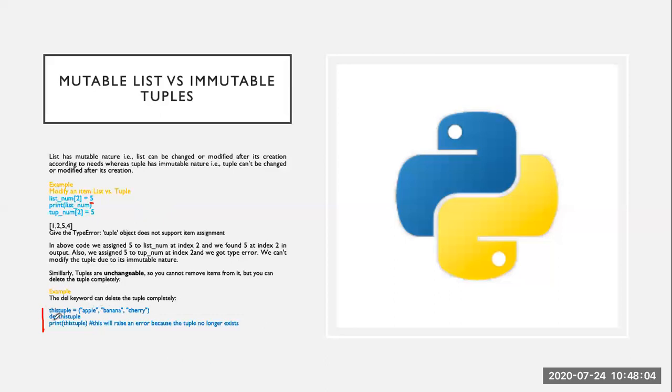But we can simply delete the complete tuple. For example, we have used the keyword del, and by this keyword we can delete the complete tuple. This is the tuple and we have deleted it. When we try to print this tuple, it will give an error because the tuple no longer exists.